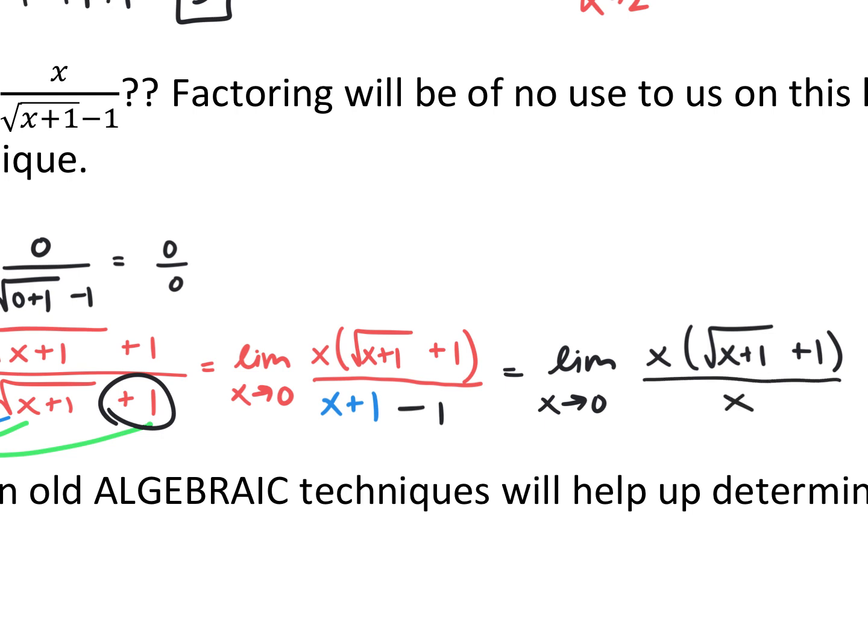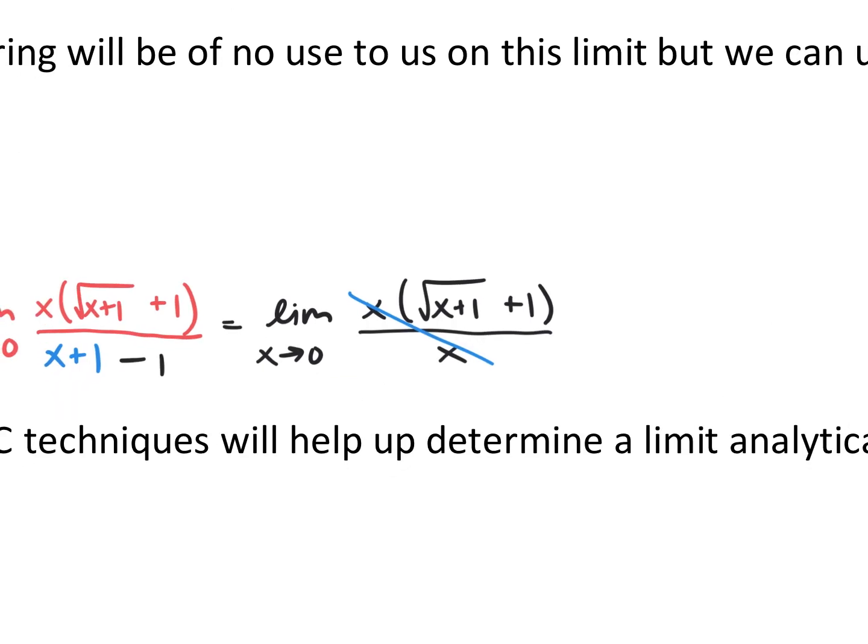Now, why do you think I didn't distribute? Because the x's cancel. Because the x's are going to simplify to 1. Okay? Yes. Those are going to simplify to give you 1. Because I forgot to say 1 minus 1, obviously that's going to go away. So now we're just left with the limit as x approaches 0 of the square root of x plus 1 plus 1.